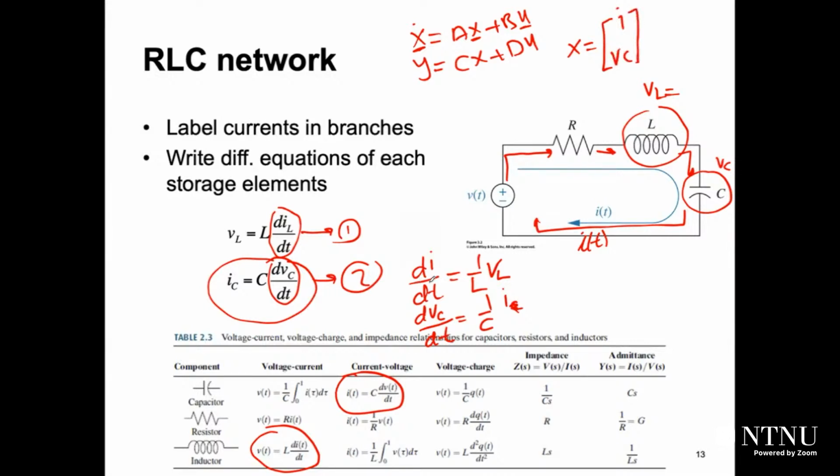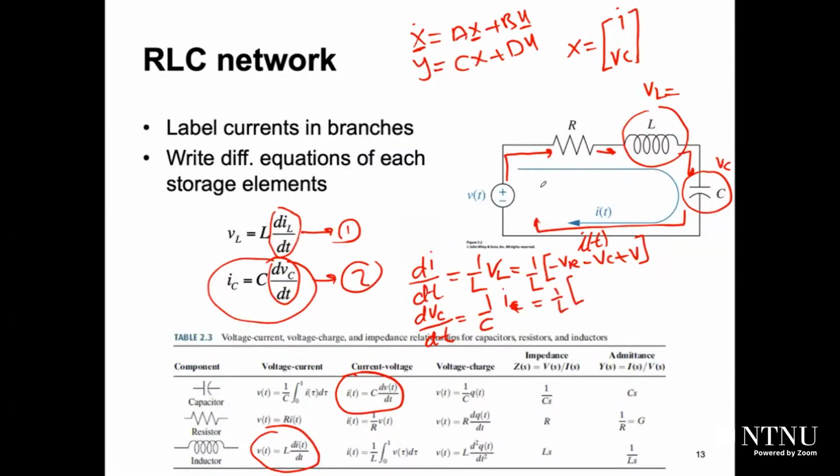So in fact, we need to write the first equation as a function of I and VC and the input, which is V. We will look into VL. What is VL? Yes, VL, in fact, it's V minus VR minus VC, correct? So we can say that this will be 1 divided by L multiplied by, right? I will start with VR. It will be minus VR minus VC plus V, correct?